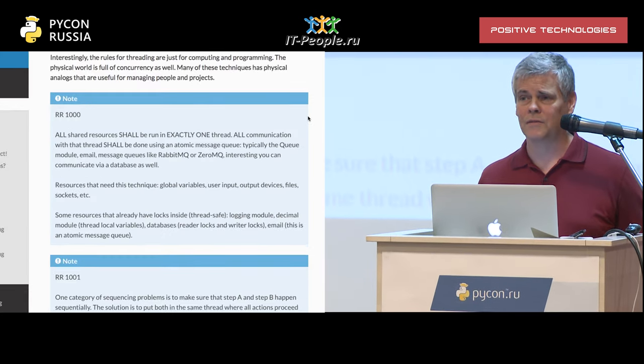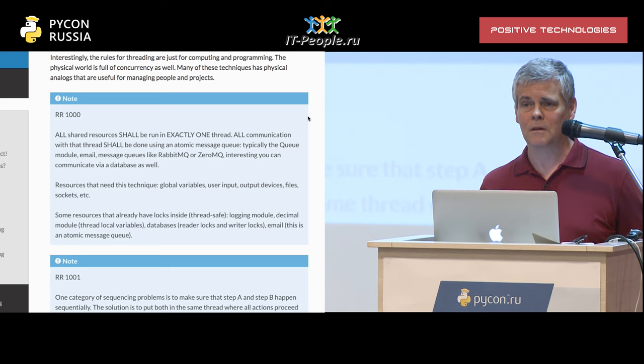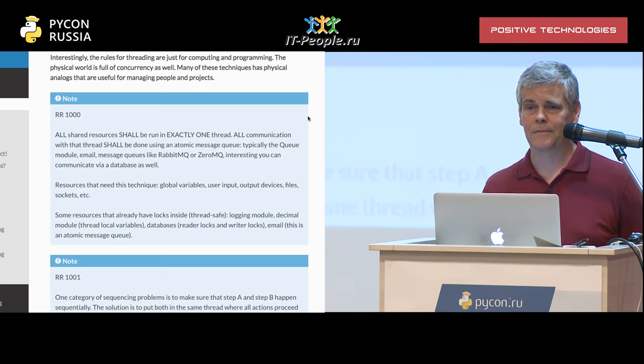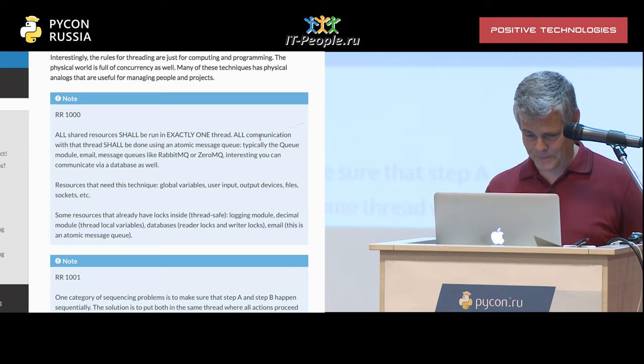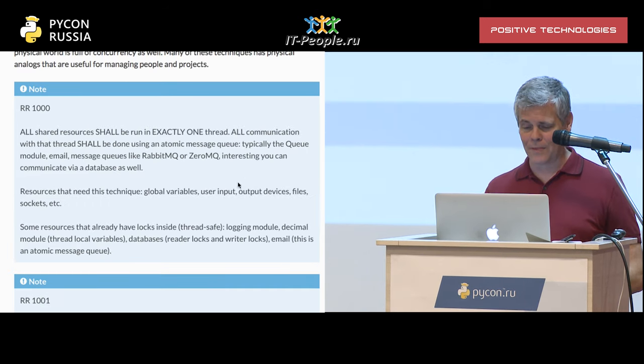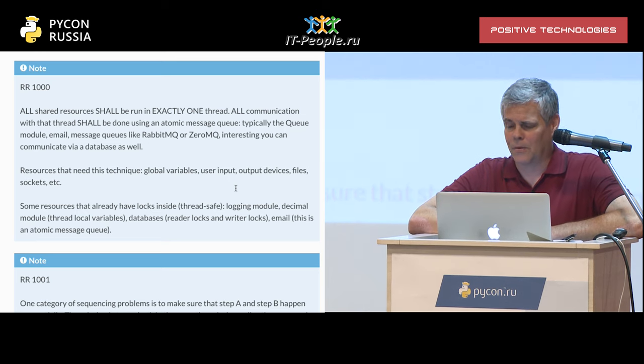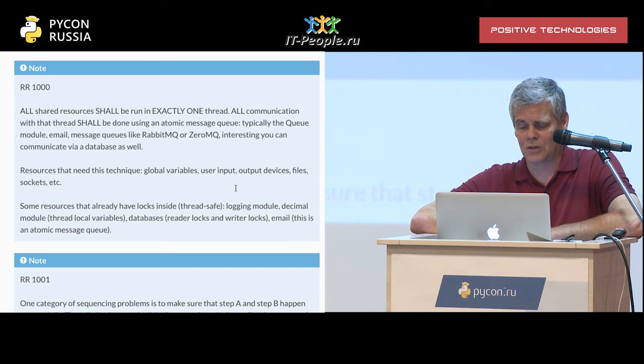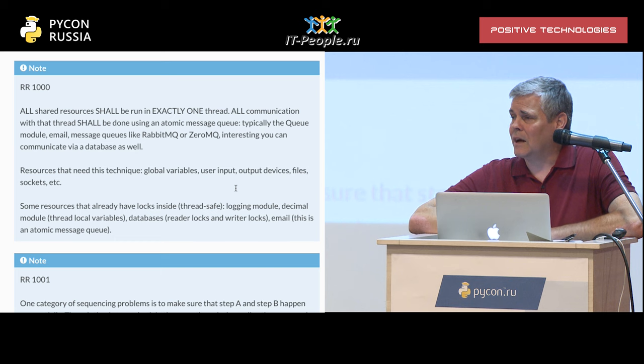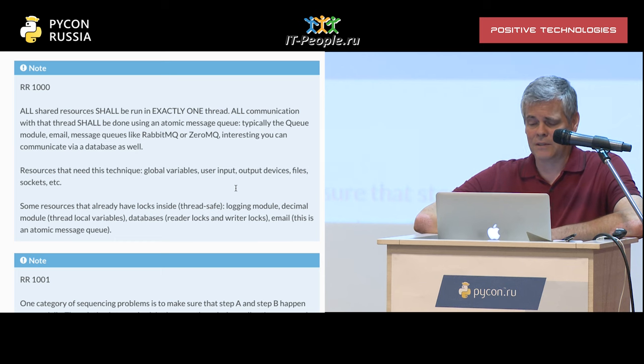How many of you have heard of RFCs before? Oh, okay. How many of you have heard of RRs? Oh, those are Raymond rules. Okay. So Raymond rule 1000. All resources shall be run in exactly one thread. All communication with the thread shall be done in an atomic message queue. What type of resources need this technique? Pretty much every resource that is shared. Global variable, input from a user, output, files, sockets.